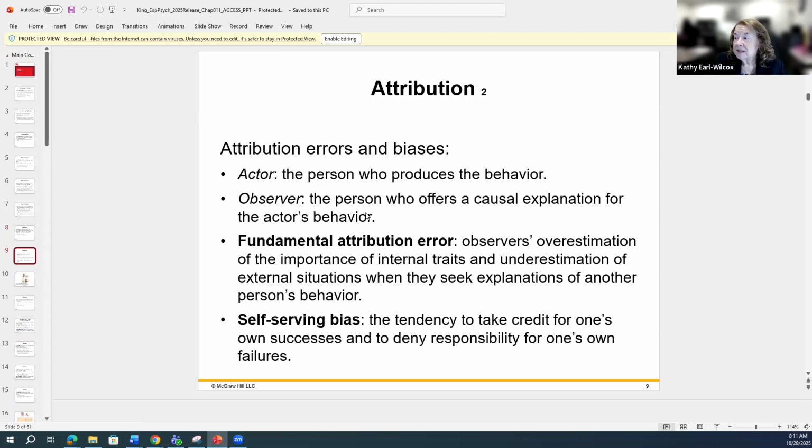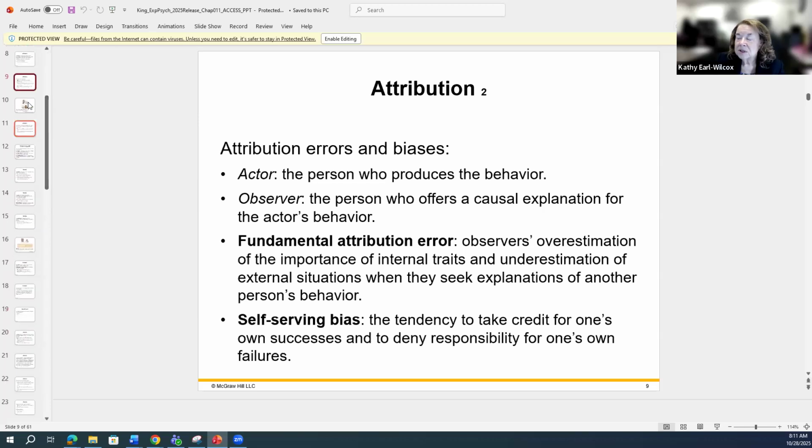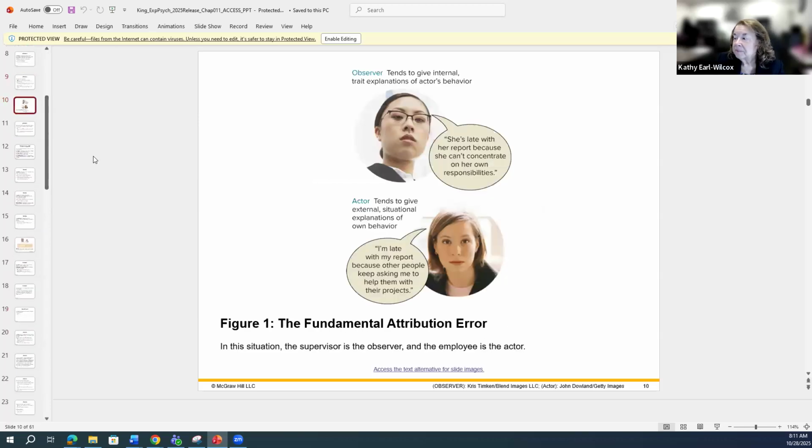Attribution errors and biases can alter our social interactions. Fundamental attribution error: observers overestimate the importance of internal traits. Self-serving bias: the tendency to take credit for one's own successes and to deny responsibility for failures. So these are things that take place as we're exploring social psychology.